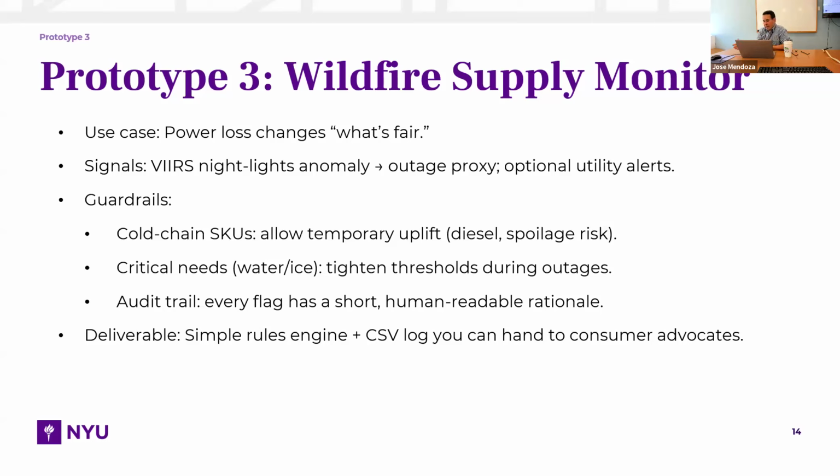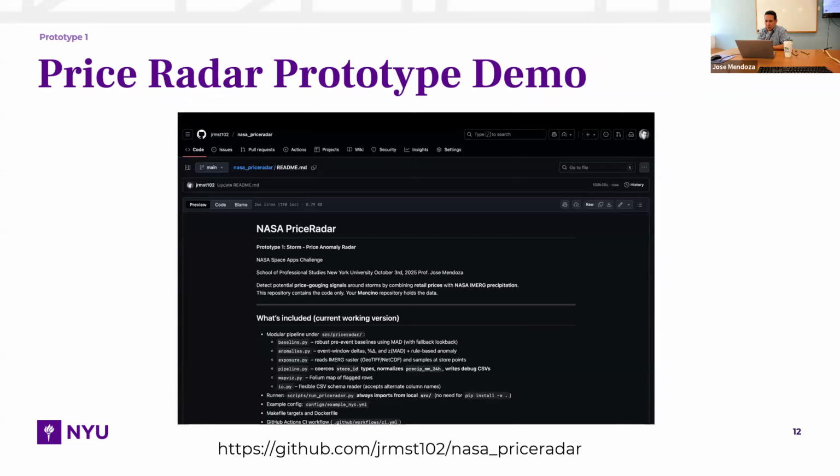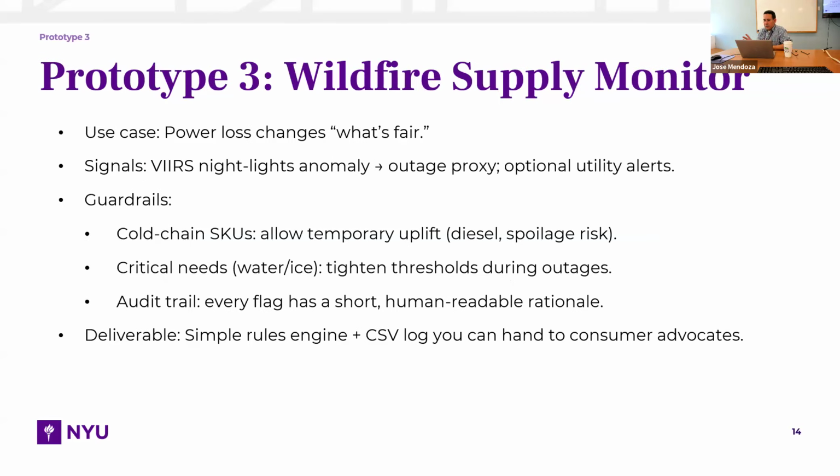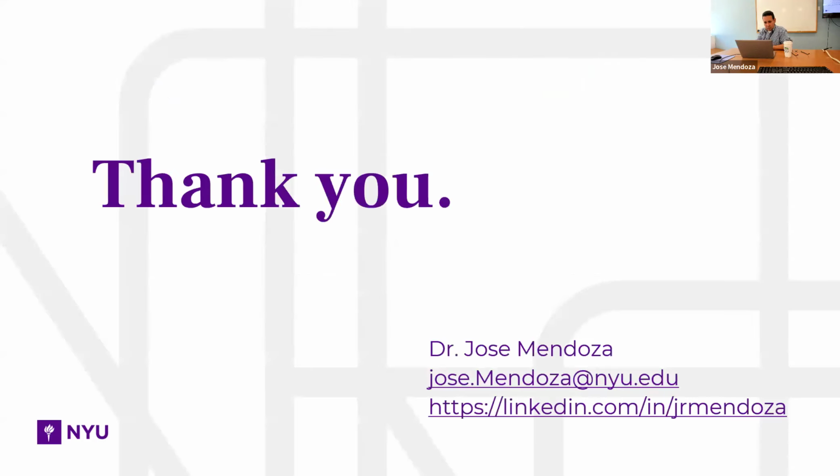Now, I'm separating these 3 different prototypes just to make them easier to understand. For example, if I go to the first one, the price reader, I'm trying to make it very easy to understand, but technically speaking, the 3 of them could be just one single product. Just make sure that you can scan for wildfires, you can scan for outages, and also scan for flooding or excessive rain and so forth.